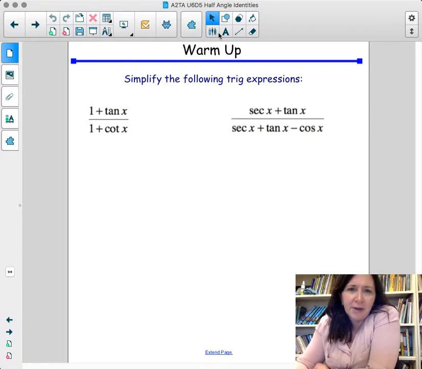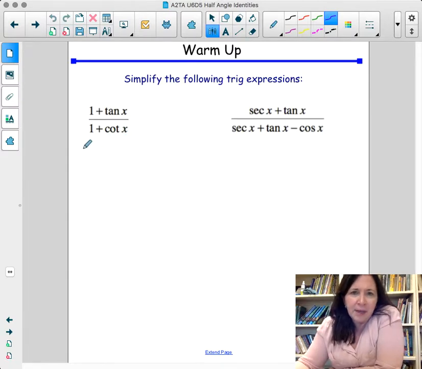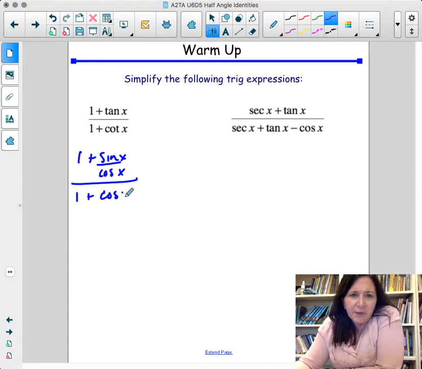So the first one right here, to get started on this one, is we're going to change everything to sine and cosine. And in doing that, I'm going to get 1 plus sine of x over cosine of x divided by 1 plus cosine of x over sine of x. I'm going to try to get the denominators the same on the top and the bottom. So I'm going to multiply this by cosine of x over cosine of x, and this one by sine of x over sine of x.